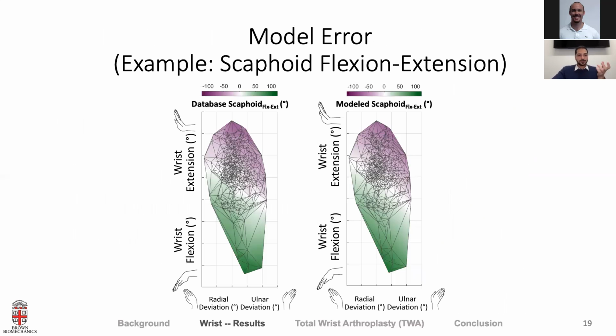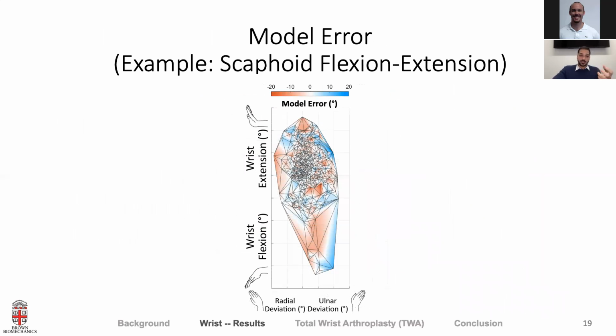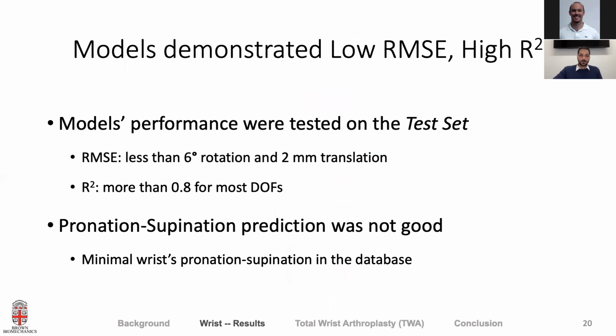Let's look at one of these models, the scaphoid flexion extension. On the left, you see the actual values from the database, where purple shows scaphoid extension and green is flexion. On the right, you see the model that we have optimized. If we subtract these two, we get the actual values for the error. The main purpose of this analysis is to make sure that the model is performing consistently all over the database.